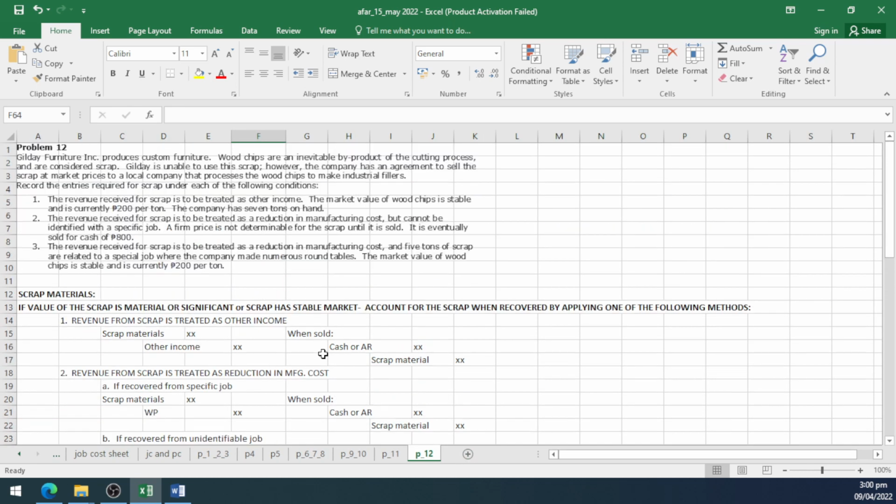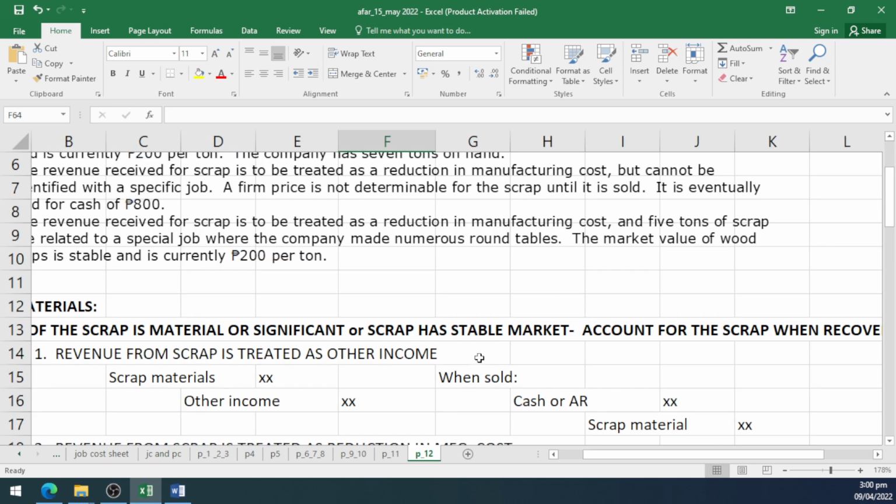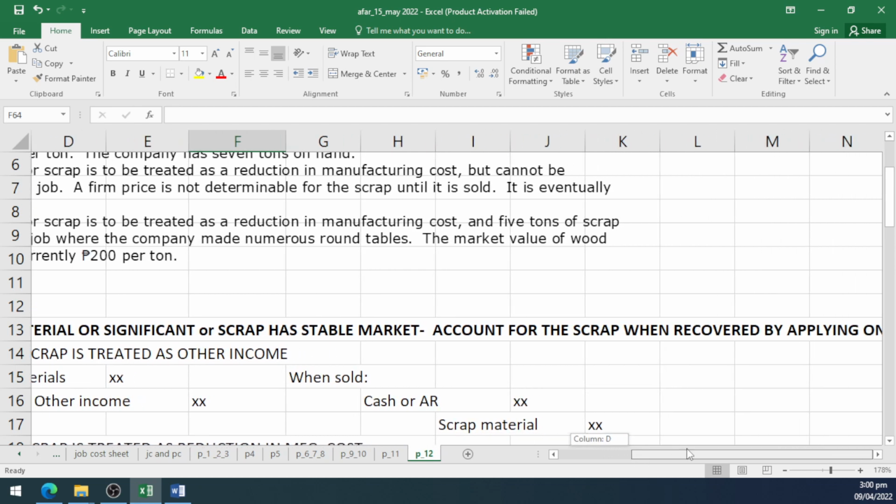We will now proceed to scrap. This is our last topic for this AFAR 15. Okay, scrap. Accounting for scrap. Ang pwede natin gamitin sa accounting for scrap ay ito. If the value of the scrap is material or significant, or scrap has a stable market, account for the scrap when recovered. Ibig sabihin po, once scrap is recovered physically, mayroon ng accounting na mangyayari. Mayroon ng entry.